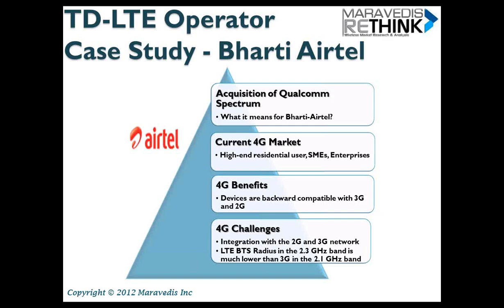Now the question is, what does the acquisition of Qualcomm spectrum mean for Bharti Airtel? We believe that the acquisition of Qualcomm's license is crucial, as it will give Bharti Airtel an entry into 4 key circles: the lucrative Delhi and Mumbai markets, as well as Kerala, which has the highest literacy population in the nation, and Haryana, one of the richest states with high per capita income. With the acquisition of Qualcomm spectrum, Bharti Airtel will become a key player in the TD-LTE market, with a presence in 8 of the 22 telecom circles.